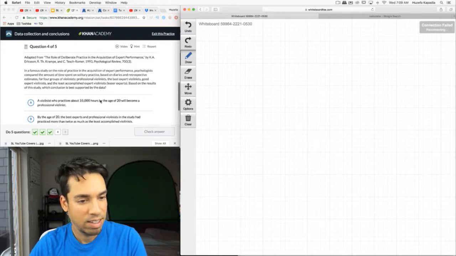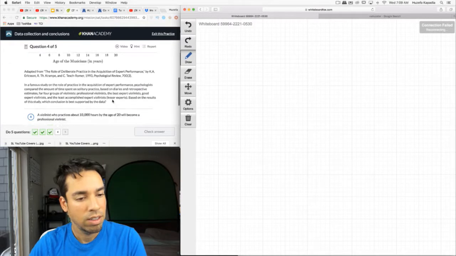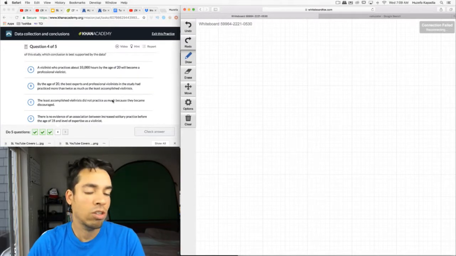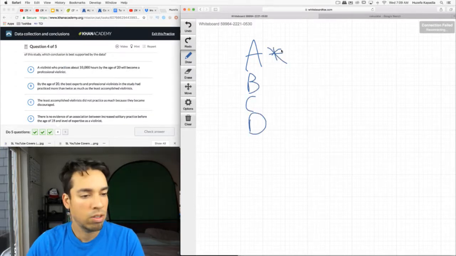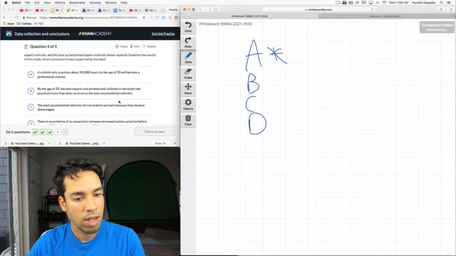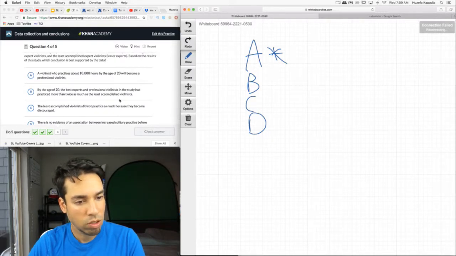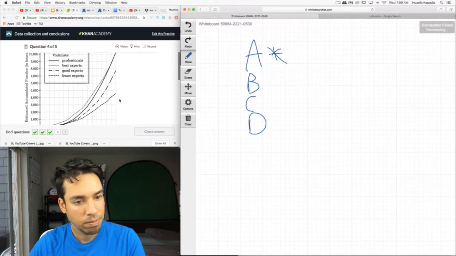I mean, that's kind of what it's showing, but "will become" is just so definitive. I don't like it, but that's kind of what the graph is showing. So I'm going to flag it and say I don't like it, but I'm not going to totally cross it off. By the age of 20, the best experts and professional violinists in the study had practiced more than twice as much as the least accomplished violinist.